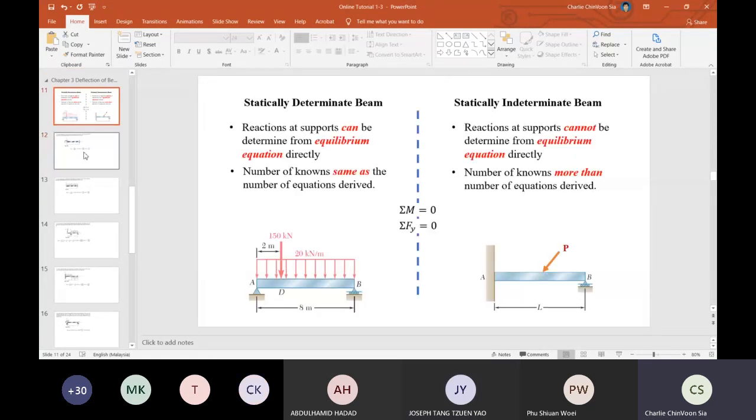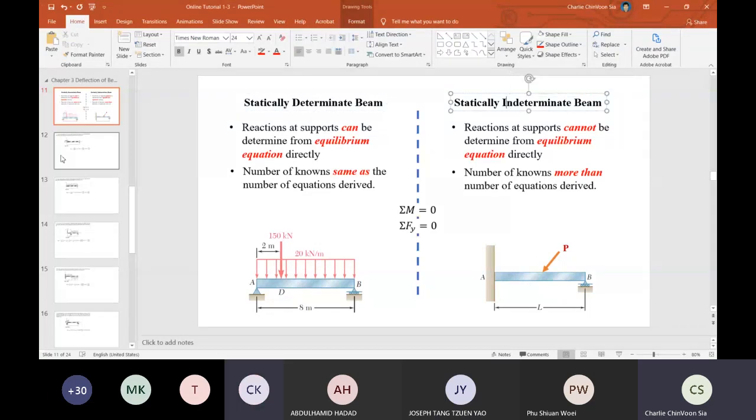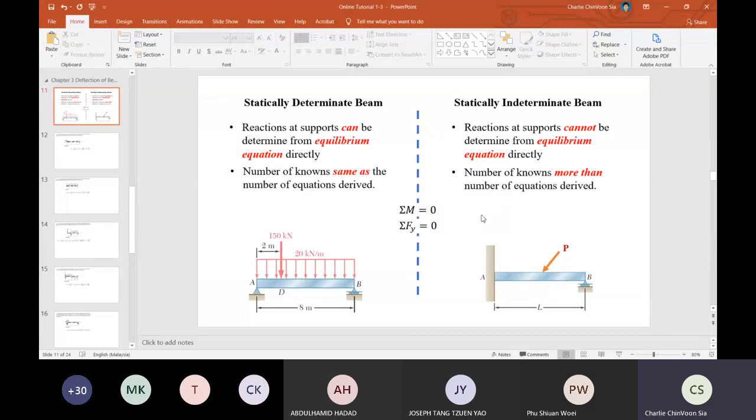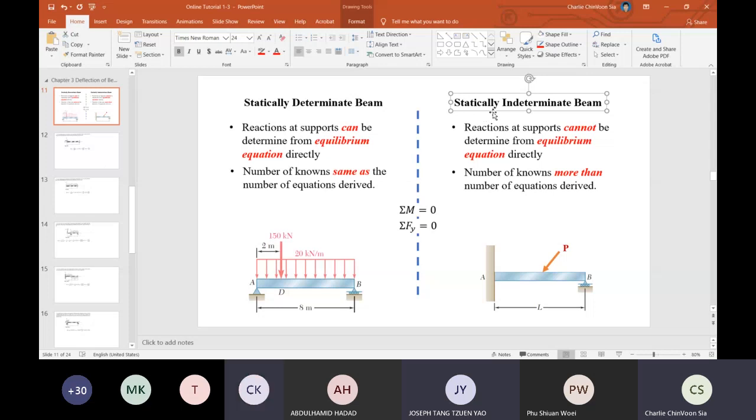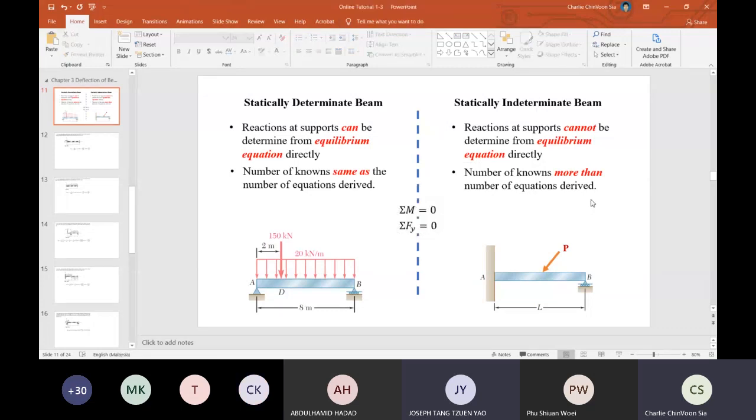So this is about these two types of beam, statically determinate and statically indeterminate. You just need to try the tutorial questions, and it will help clear your doubts on these two types of beam. It's not much different. Just that for a statically indeterminate beam, you are only able to calculate the reactions at the end, after you derive the equation of the elastic curve.